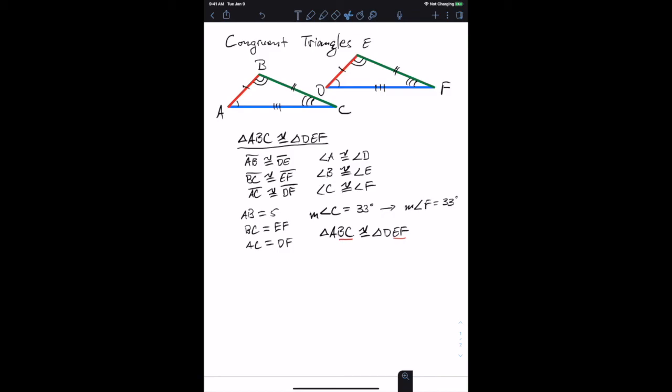Angle A is the first angle mentioned, and angle D is the first angle mentioned in the other triangle. So angle A is congruent to angle D. Angle B is going to be congruent to angle E, and angle C is congruent to angle F. So all in all, we're talking about the definition of congruent triangles. And in this case, triangle ABC is congruent to triangle DEF.